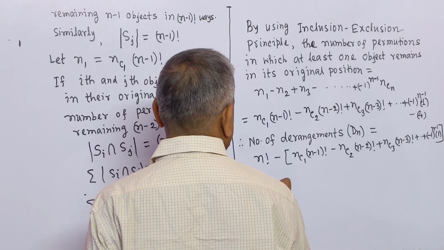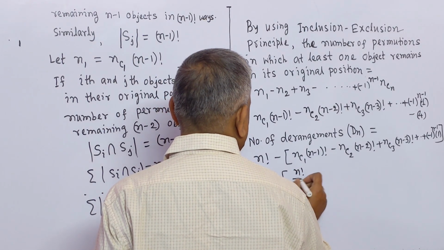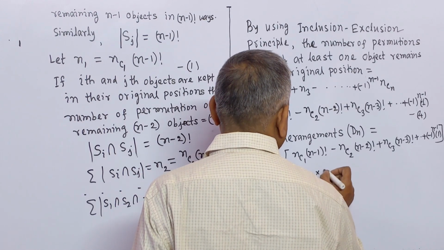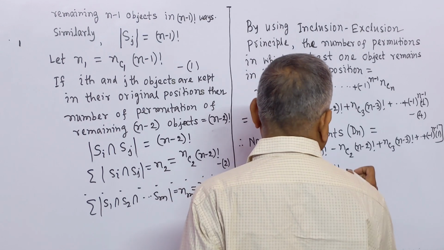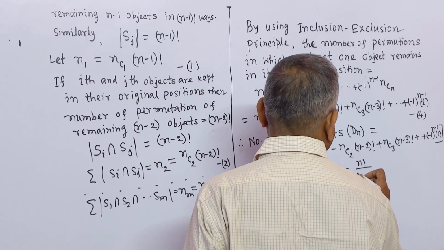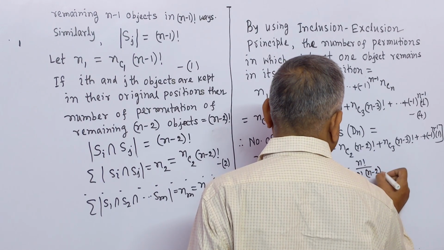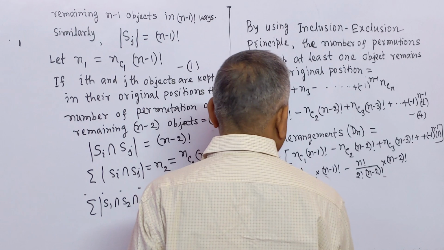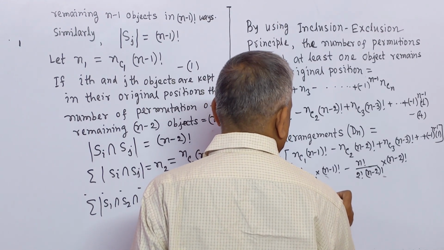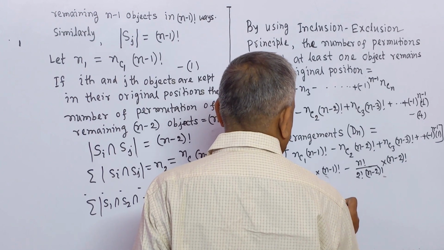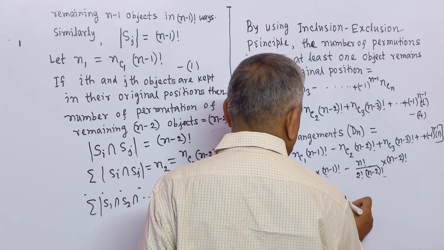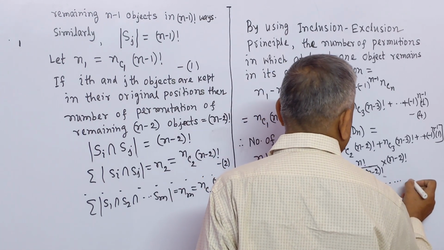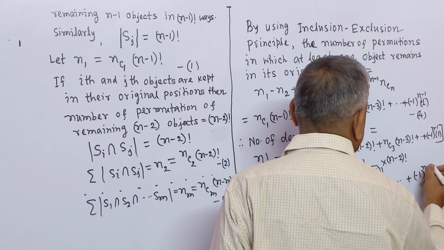This is equal to n! minus n!/(1!(n-1)!) multiplied by (n-1)!, minus n!/(2!(n-2)!) multiplied by (n-2)!, plus n!/(3!(n-3)!) multiplied by (n-3)!, plus ... plus (-1)^(n-1).